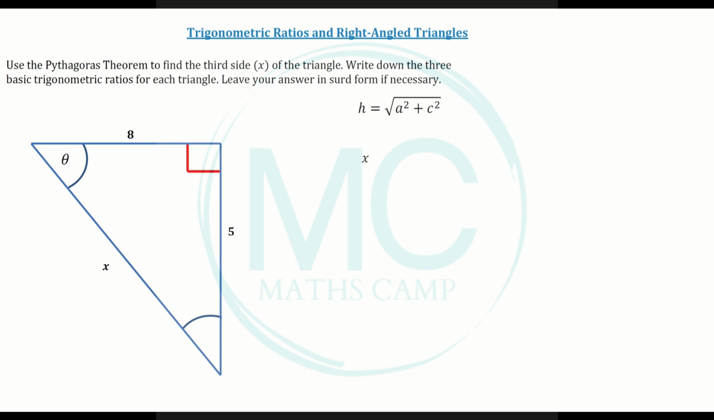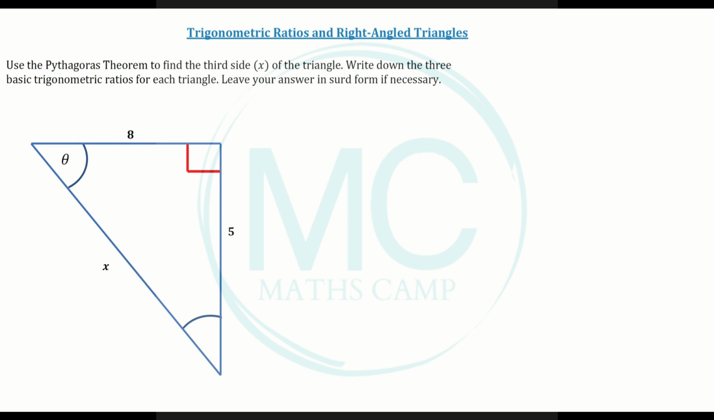So we can say x is equal to one known side, let's say 8, squared, plus the other known side, let's use 5, squared, all under a square root. Now we can square our terms. 8 squared is equal to 64, plus 5 squared, which is equal to 25, under a square root. Now we can say 64 plus 25, and we get an answer of square root 89.